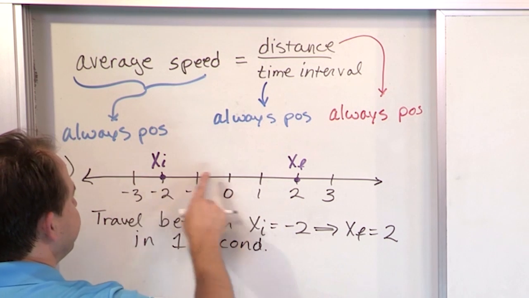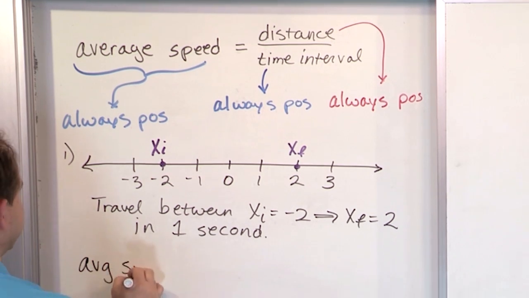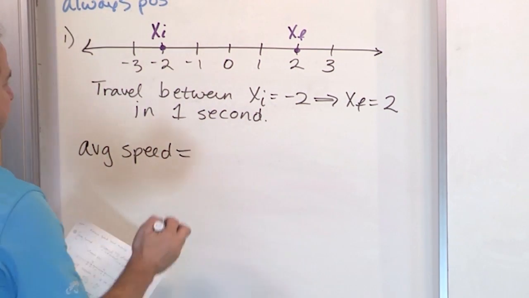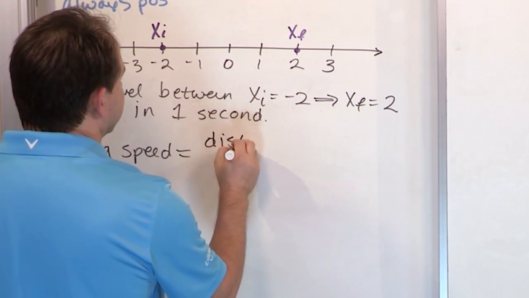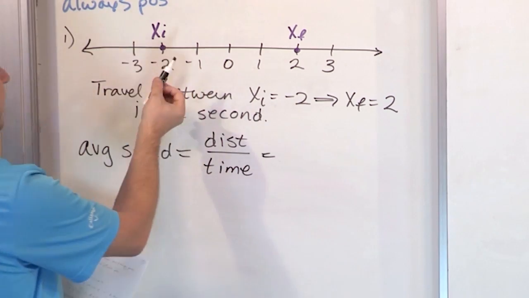Only takes 1 second. Done. So what's my average speed? The average speed is equal to the distance divided by the time, right? So the distance divided by the time. Now you can see the distance right here.